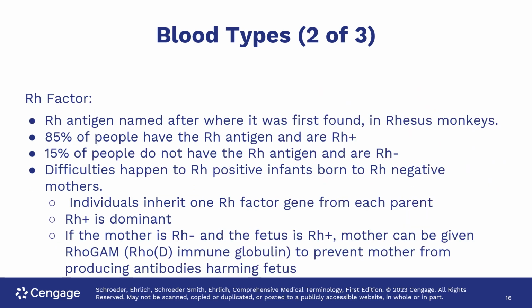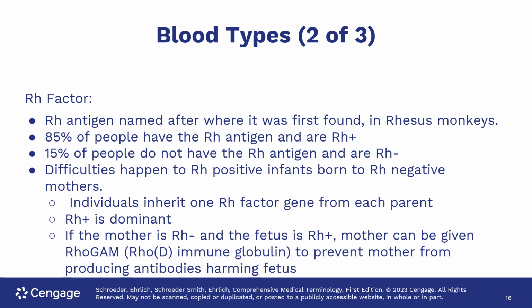The Rh factor is named after the rhesus monkey where it was first found. Does that make it an eponym? I don't know, because monkeys are not humans. Most people are Rh positive, but 15% of the people do not have the antigen.